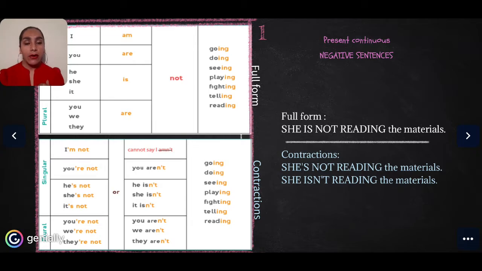En la primera columna, en la tabla de abajo, puedo ver estas contracciones. Recuerden escuchar y repetir. Listen and repeat. I'm not, you're not, he's not, she's not, it's not, you're not, we're not, they're not. That's the first option. Then, in the right side, you have the second option. La segunda opción está a mano derecha en la tabla de abajo.